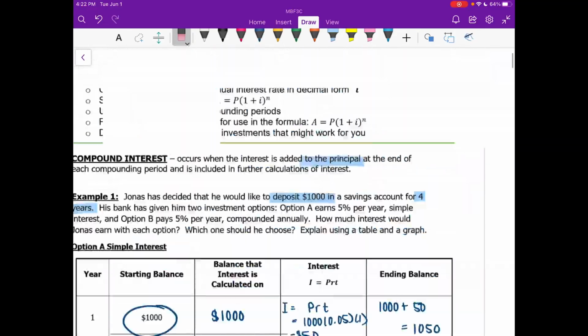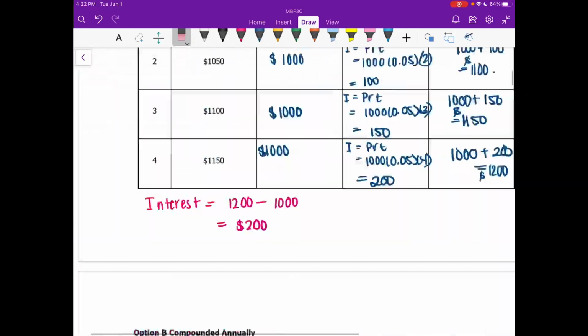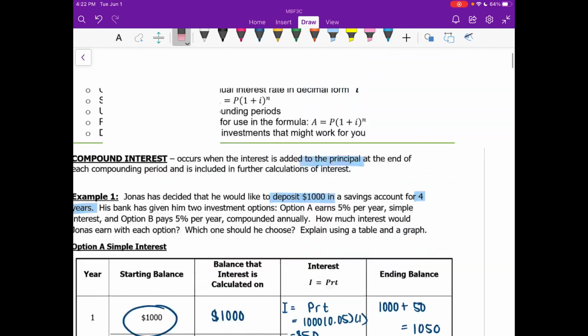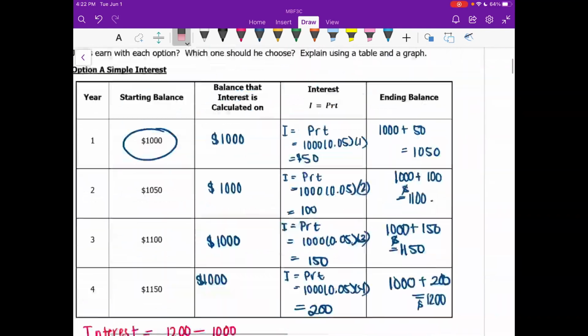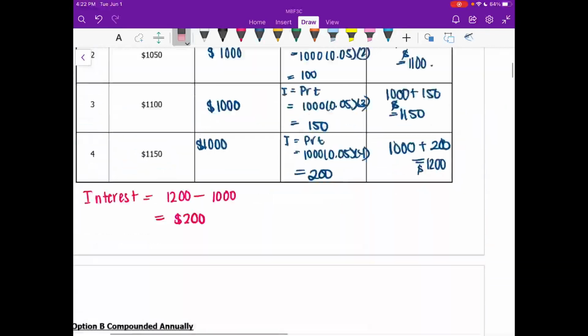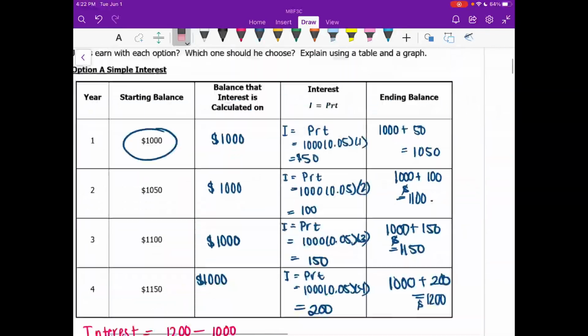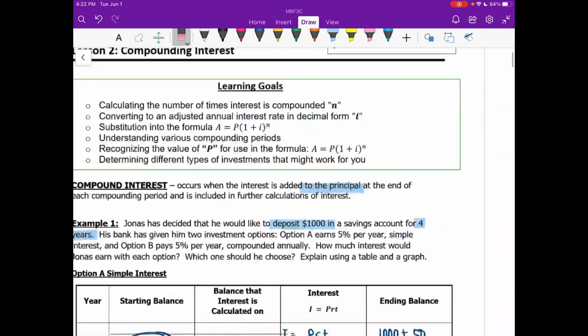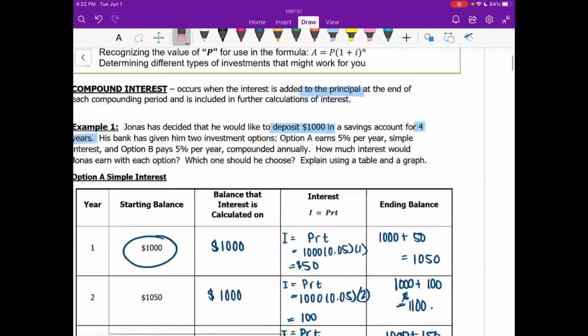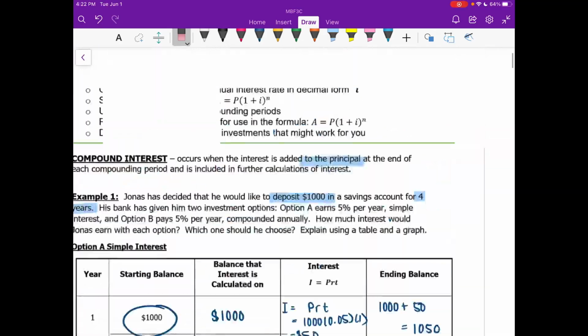Option 1, you can already tell it's a simple interest account. The rate of simple interest is significantly less as well, so it might not be worth it, but let's compare the two anyway. Okay, so I made this little T-chart for us to compare the two options. The first one is a simple interest account, so we're going to use a simple interest formula.